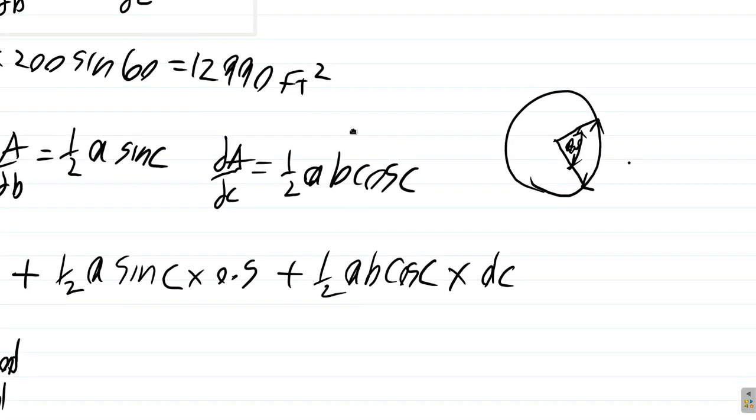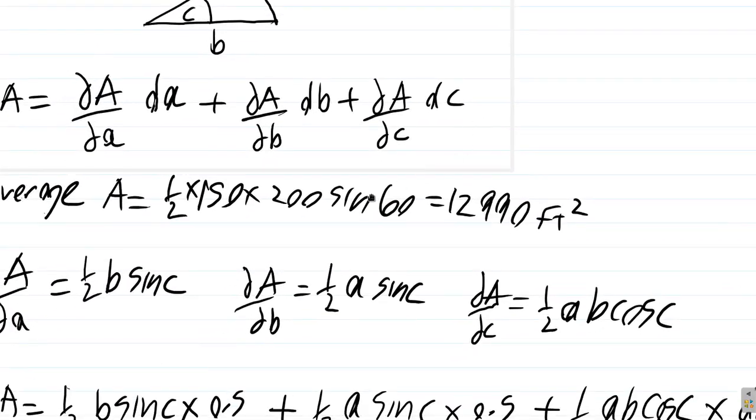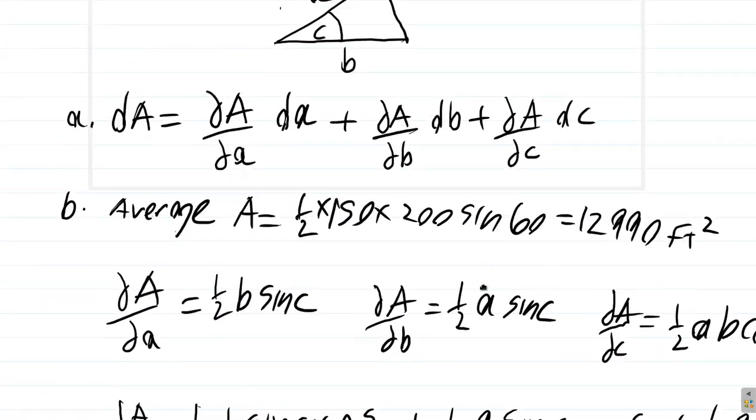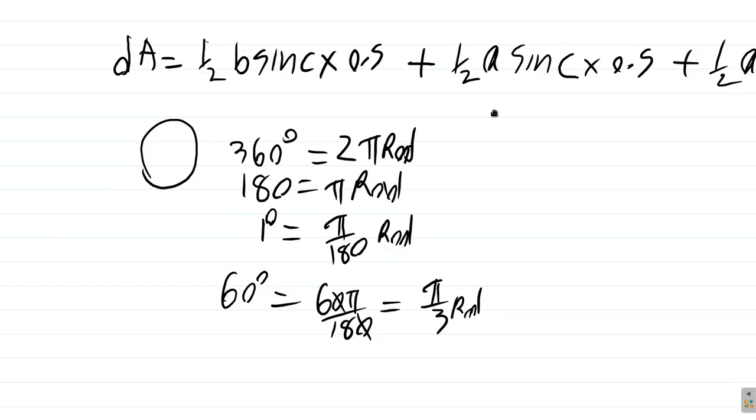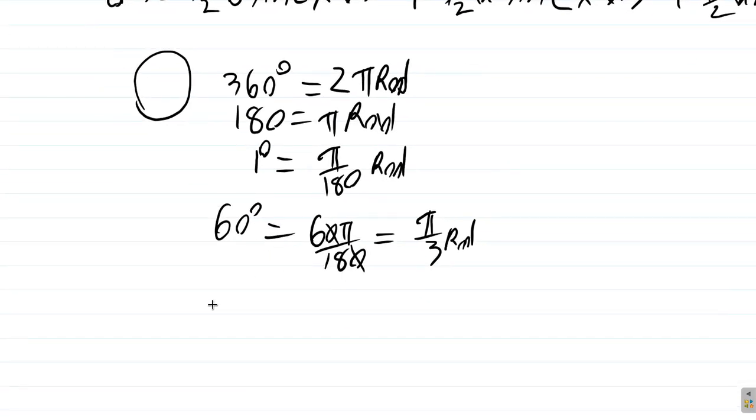And then you have the margin of error, which is, what was it again? 2 degrees. So 2 degrees is going to be 2 times pi over 180, which is what? If you cancel down, it's going to be pi over 90.